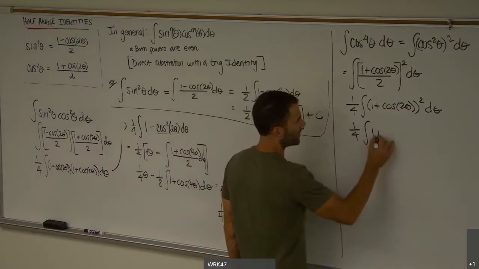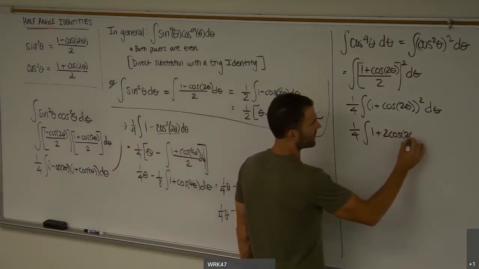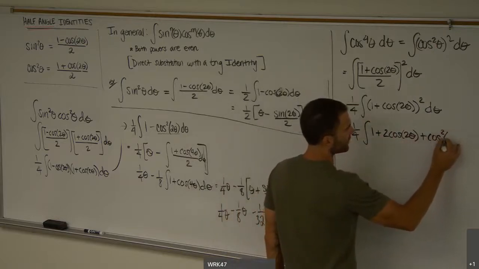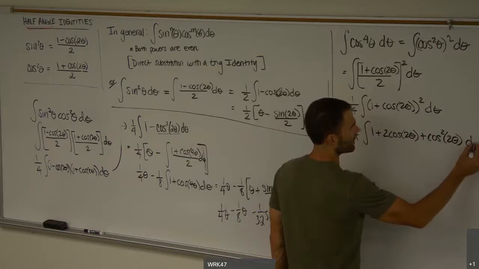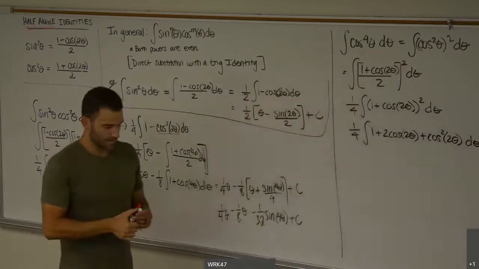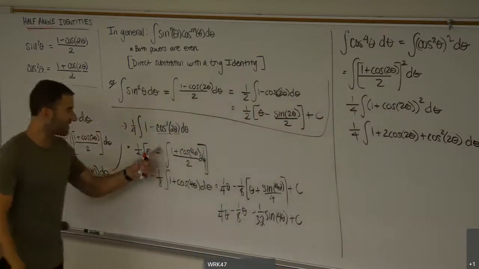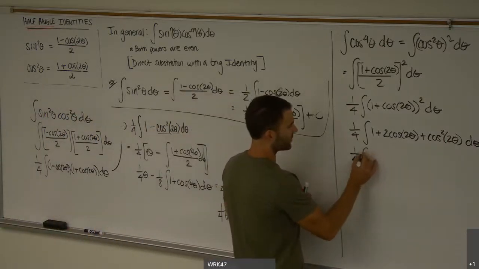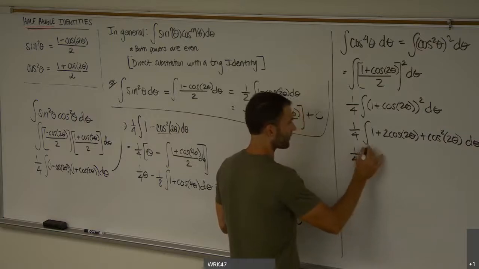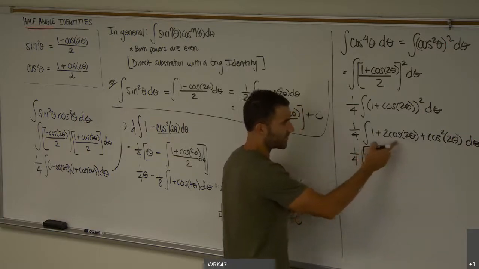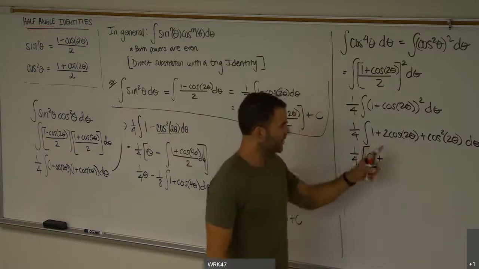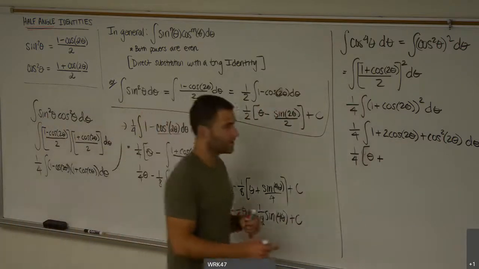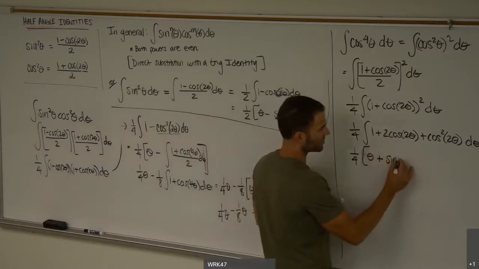the antiderivative of 1 plus 2 cosine of 2 theta plus cosine squared of 2 theta, d theta. At this point, it falls back into this scenario here. We can take the antiderivative of the first term, which is theta. We can actually take the antiderivative of the second term, plus the antiderivative of cosine, which is sine of 2 theta over 2. Sine of 2 theta over 2, that means the 2's would cancel, so I'm just going to get sine of 2 theta.